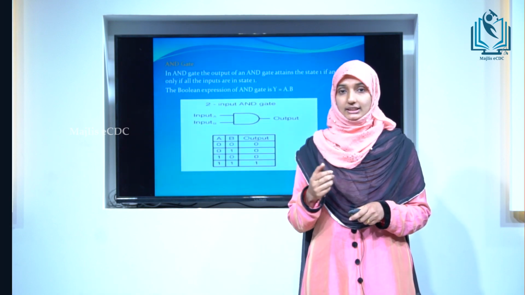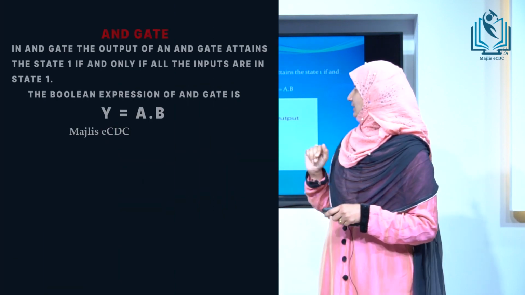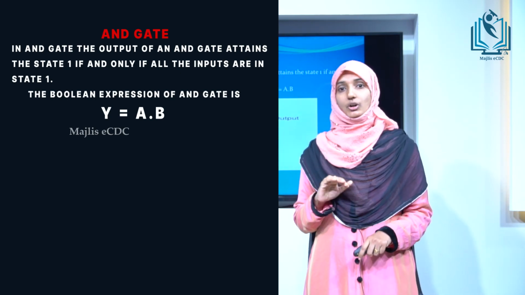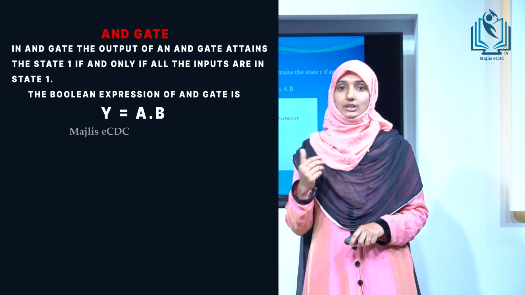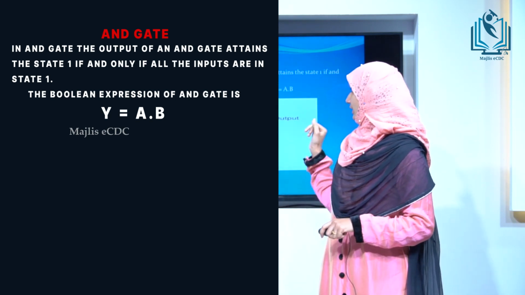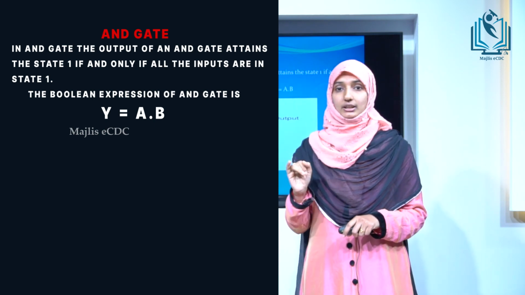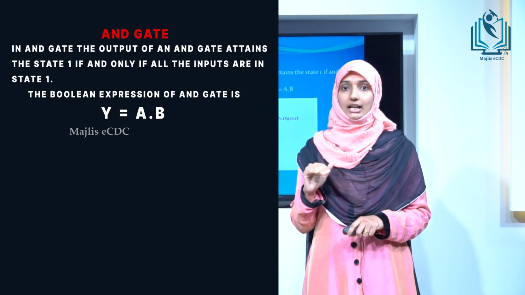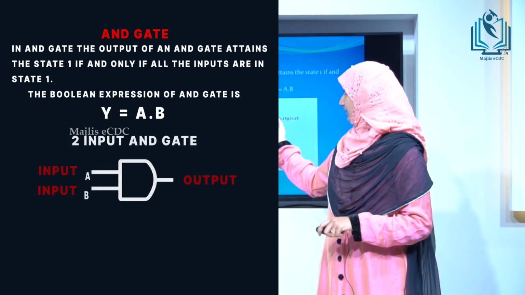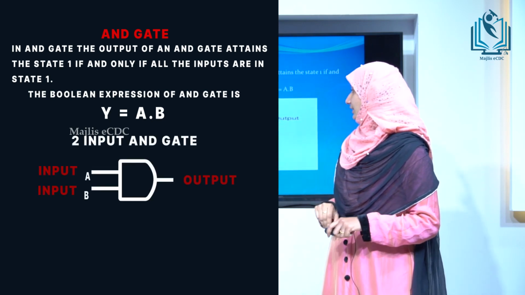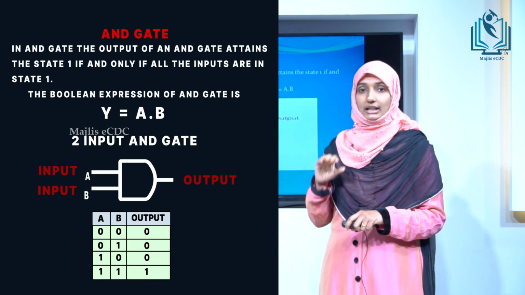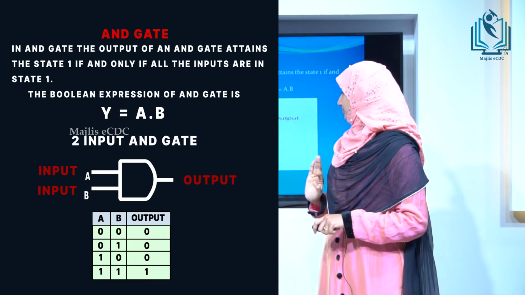Next, our logic gate is the AND gate. In the AND gate, the output attains the state 1 only if both the inputs are in state 1. The Boolean expression of the AND gate is Y equal to A dot B. It can be read as A and B. And for the two-input AND gate, here is the symbol of the AND gate. Two inputs, input A and input B, produce the AND operation output.